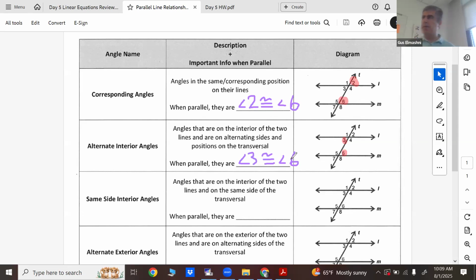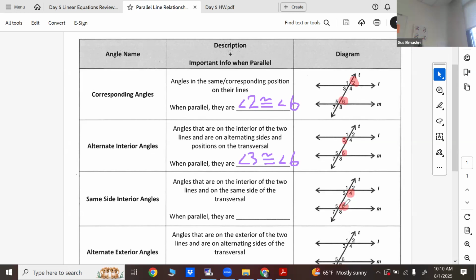Okay, same side interior. We're on the inside, but now we're on the same side of line T. Now, when that happens, angles 4 and 6 are not the same, by the way. Just look at it. They don't even look the same. How do you think 4 and 6 are related, though? So what would they add up to? What do you guys think? Well, think straight lines. No, angles 4 and 6. The measures. Sorry.